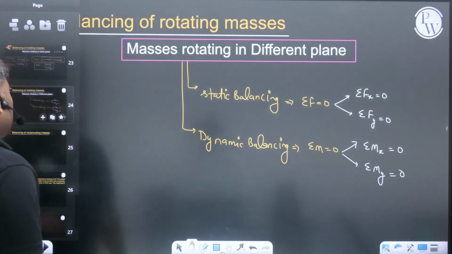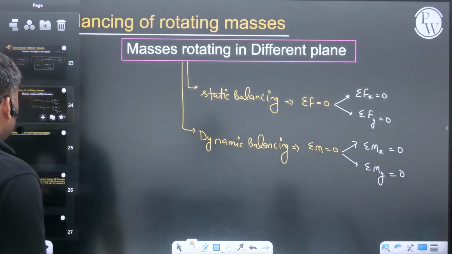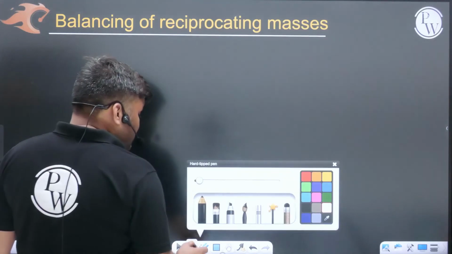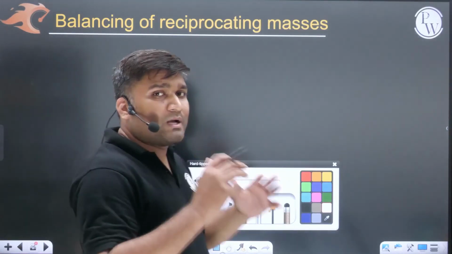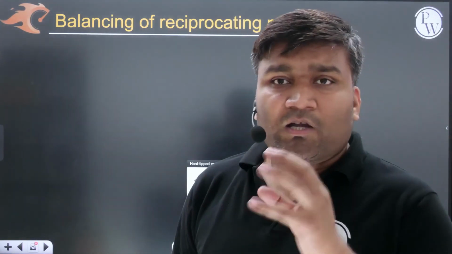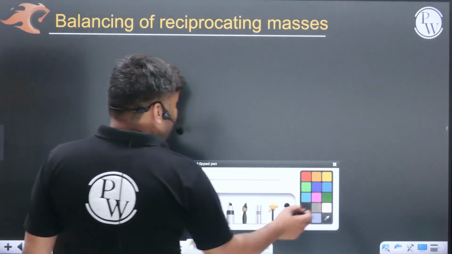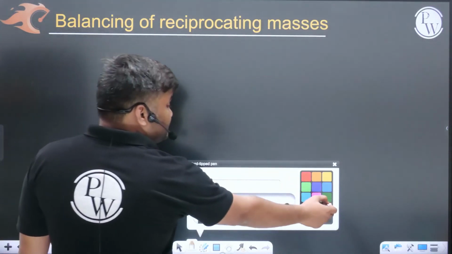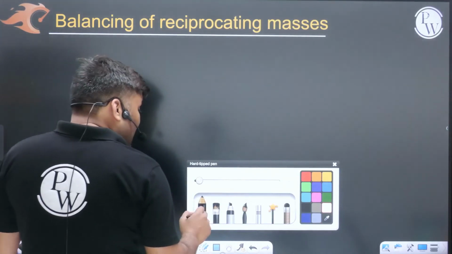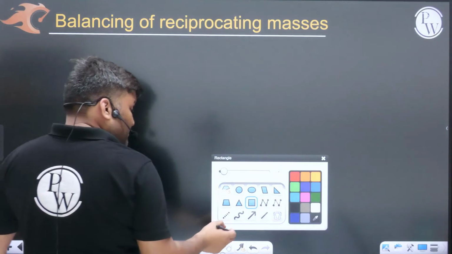Before I jump into that, let me discuss sometimes due to reciprocating masses also. This was whatever I have discussed. This was due to rotating masses, how unbalanced forces are there. Sometimes due to reciprocating masses, some unbalanced forces may be there. And how do we calculate that? How to balance that? Let me show you that.